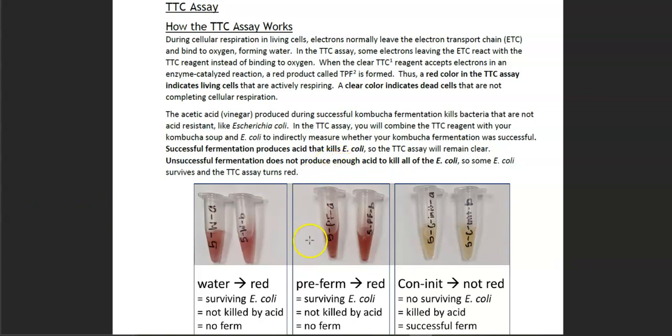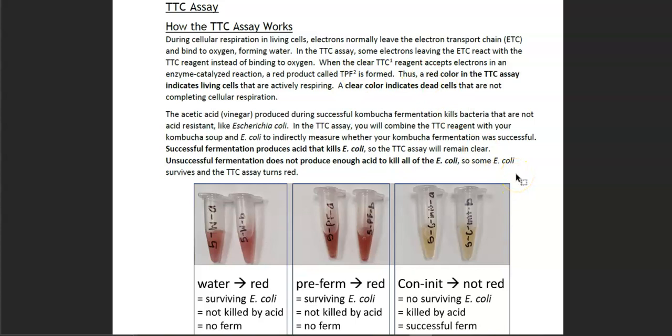When you do, in this middle box, when you mix the pre-fermentation tea with the E. coli, the pre-fermentation tea has sugar. And so this will make the E. coli grow even better. Not only does it not kill them, it makes them grow better. And so your pre-fermentation will usually be a little darker than the red because the E. coli are growing really well. So they're giving even more electrons to the TTC reagent, making the reagent turn a darker red, and there's no acid because pre-fermentation.